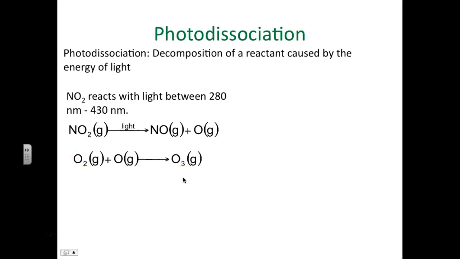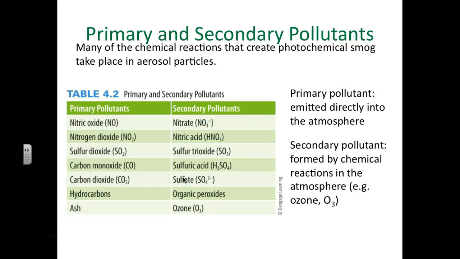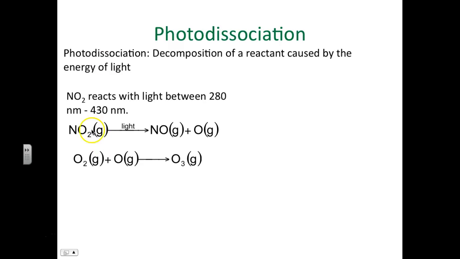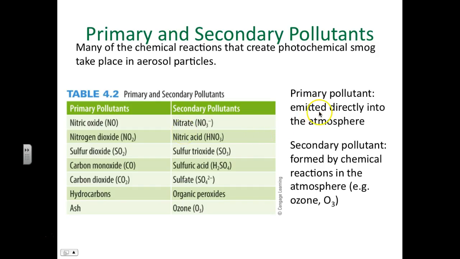And again, ozone is good for us in the stratosphere because it absorbs UV light and protects us, but when ozone is in the troposphere, it acts as a pollutant, which is not good. Talking about primary and secondary pollutants, that's just kind of like what this is. This is a primary pollutant, and it causes secondary pollutants. So a primary pollutant is emitted directly into the atmosphere, and a secondary pollutant is formed by a chemical reaction in the atmosphere, aka by photochemical smog.